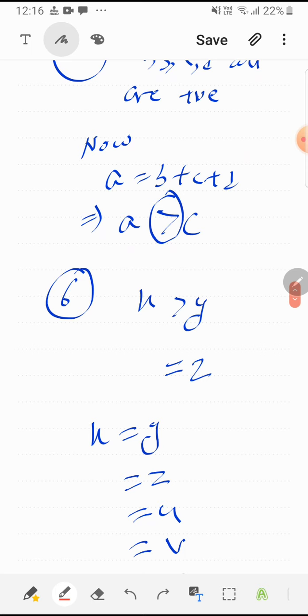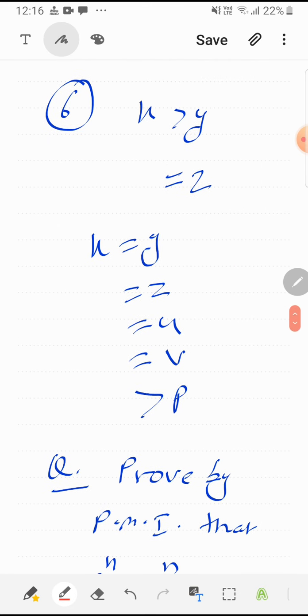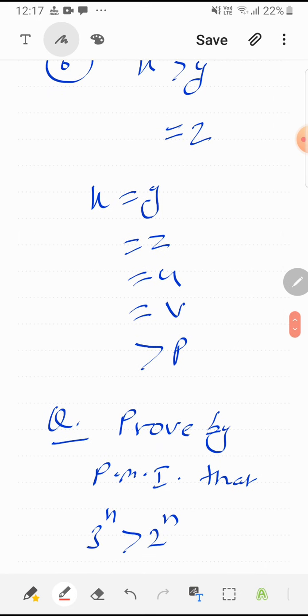Now one more thing, if x is greater than y and y is equal to z, then overall we will say x is greater than z, because one inequality has been introduced, so overall it is termed as an inequality. Similarly, x is greater than y, y is equal to z, z is equal to u, u is equal to v, and v is greater than p. So overall we will say x is greater than p, because once an inequality is introduced, it will remain an inequality.